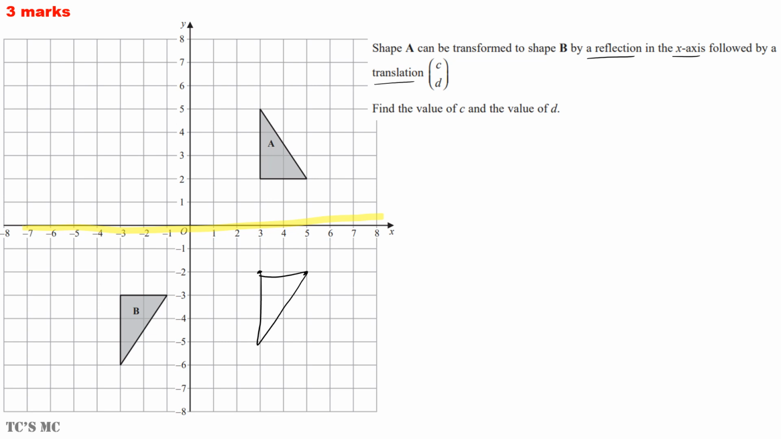And then translation is a movement. It's like sliding. So for the C, it's the horizontal. We are going to the left. 1, 2, 3, 4, 5, 6. So because it's to the left, it's -6. That's my second mark. The D is your vertical, so whether you're going up or down. In this case, we're going down by 1. And because it's down, it's -1. And there's your third mark.